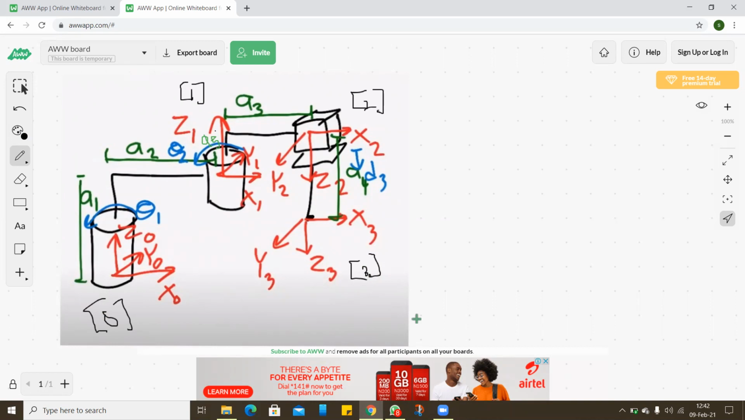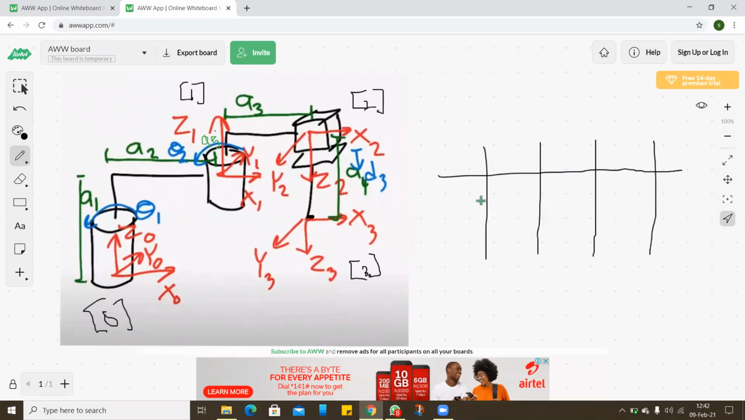So we are going to look for our DH parameters now. No matter what, we are going to have four columns. And how many rows are we going to have? Four, I mean three. Yes, we are going to have three rows.